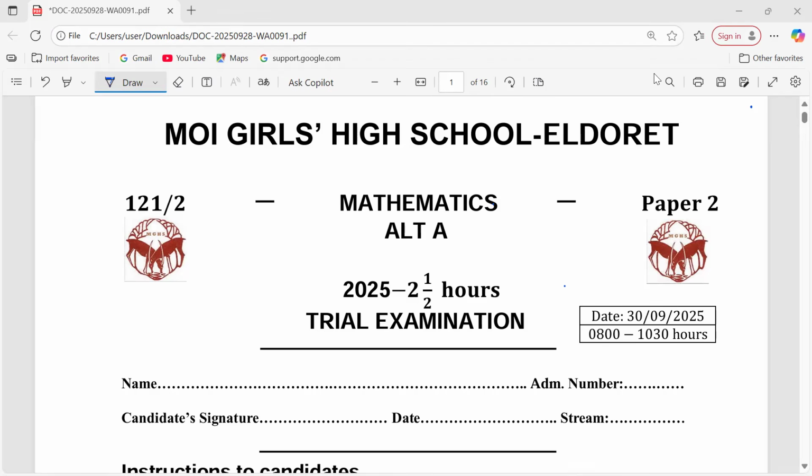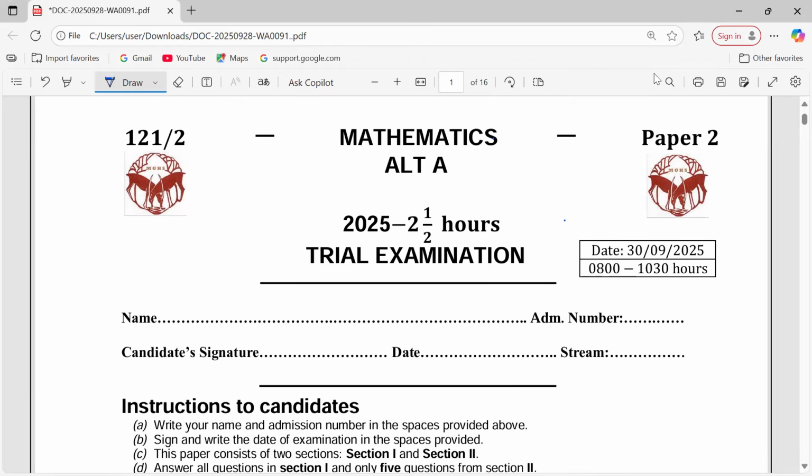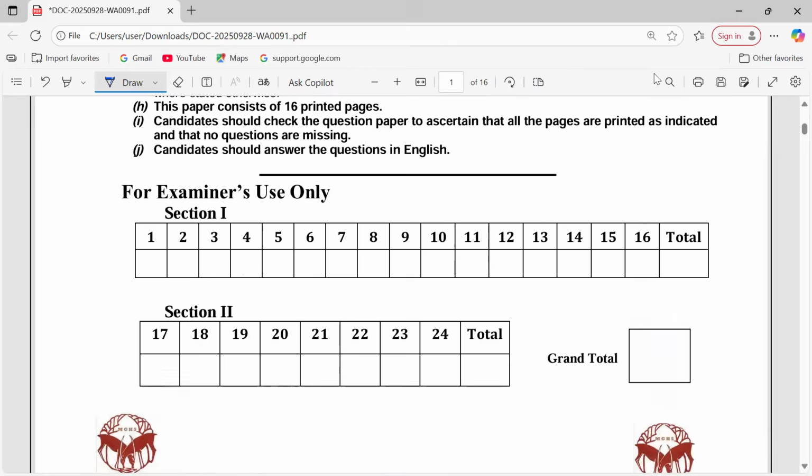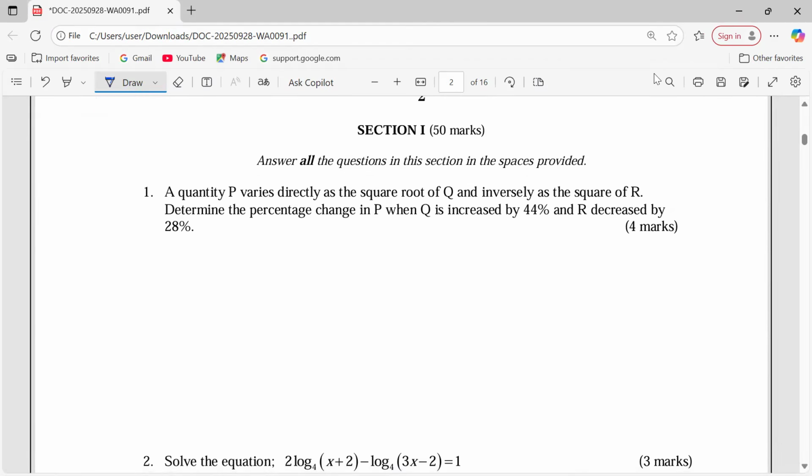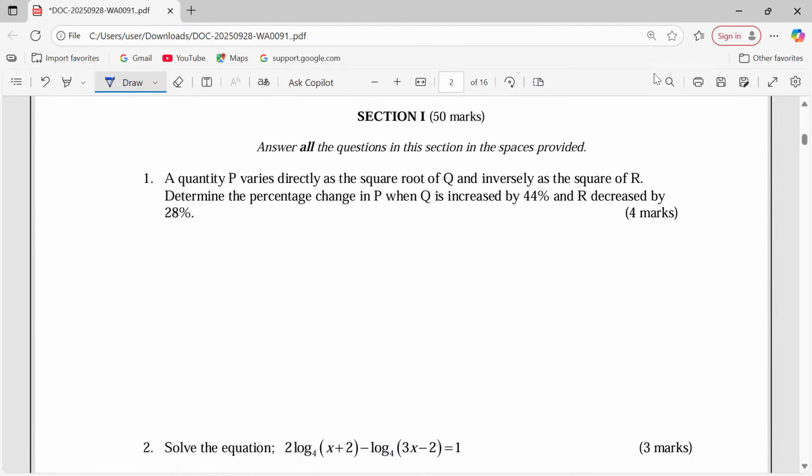We shall be looking at Mathematics Paper 2, Section 2, the Moi Girls High School Mathematics Paper 2, September paper. This is a post-mock. Look at number 1. A quantity P varies directly as the square root of Q and inversely as the square of R. Determine the percentage change in P when Q is increased by 44% and R decreased by 28%.